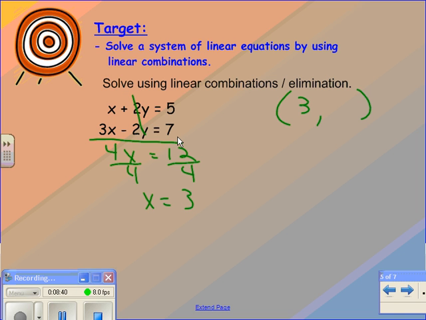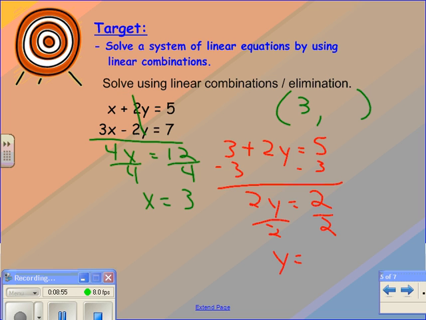So I'm going to put that 3 in for x. So 3 plus 2y equals 5. I need my constants on the same side, so I'm going to subtract 3 from both sides. So I have 2y equals 2. That's easy to solve for y. Divide both sides by 2, and I have y equals 1. So my solution for this system of equations is 3, 1.